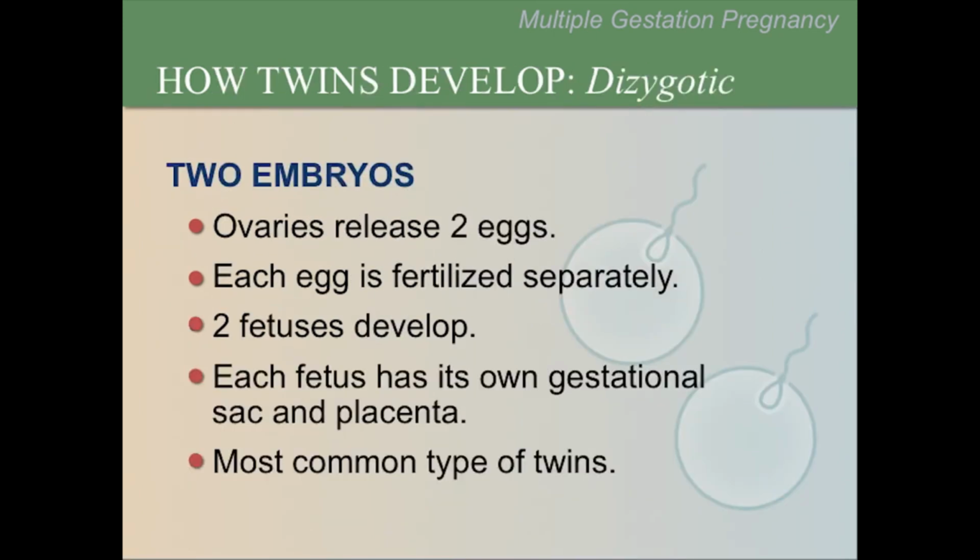In a normal menstrual cycle, the ovary releases only one egg. However, the ovary will sometimes release two eggs instead of one, and if fertilized by sperm, each can develop into a separate fetus inside its own gestational sac and with its own placenta. This is what we refer to as a dizygotic pregnancy, which formed from two embryos. This is the most common way twins develop. 7 out of every 10 twin pregnancies form in this way.